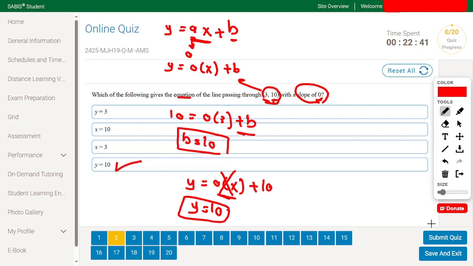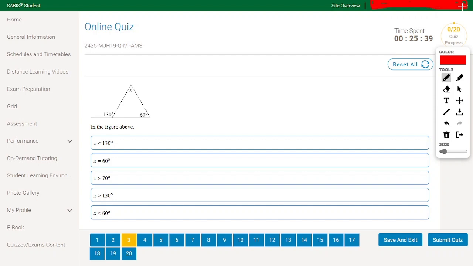In the figure above, we need to find x. We have this triangle and we have this angle 130. This angle is called an exterior angle to the triangle. And these two angles are remote interior angles. This is exterior and this is interior.